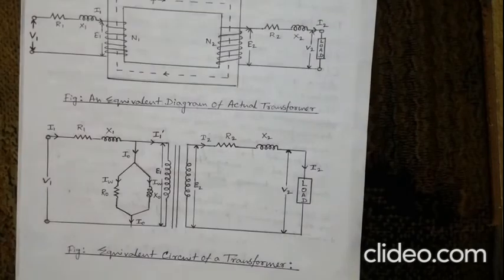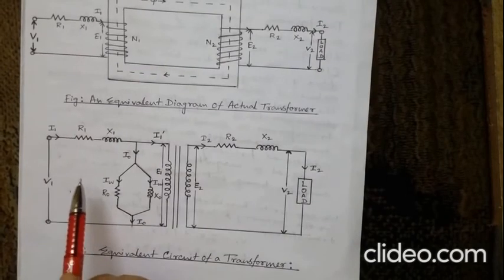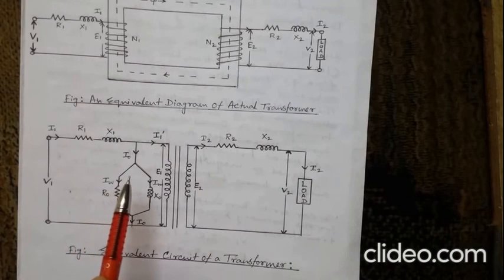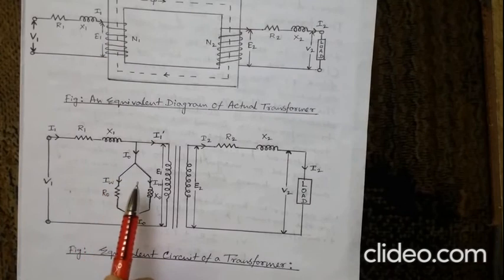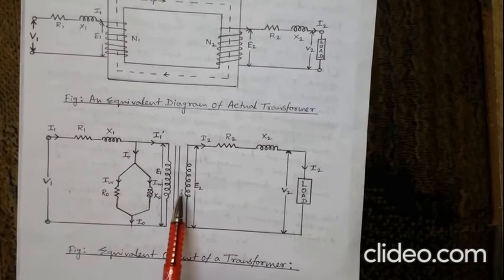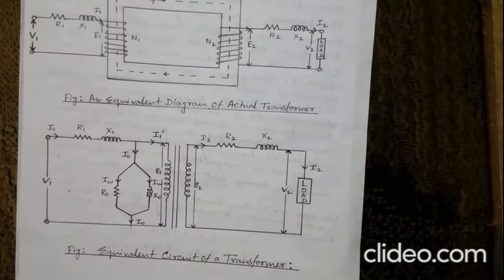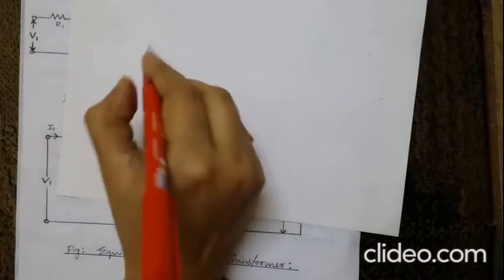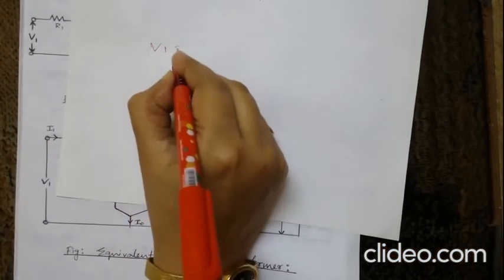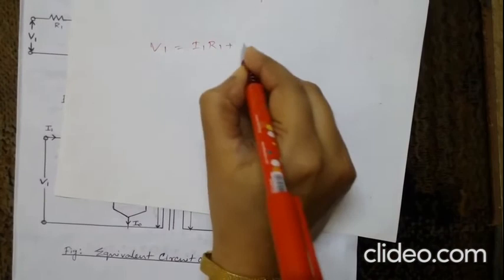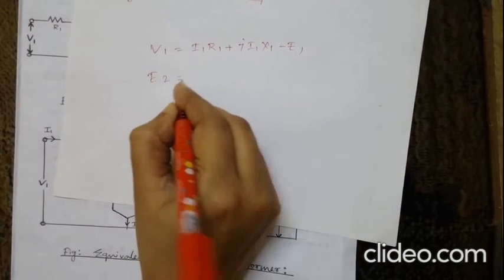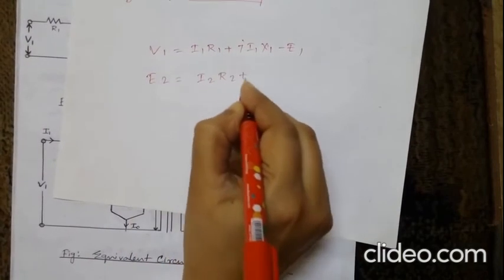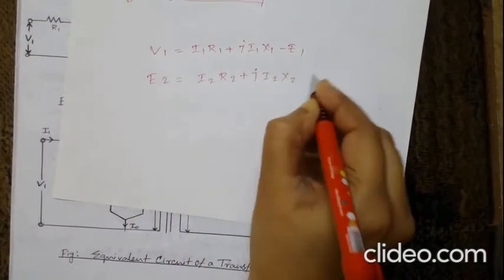Come to this figure. We can write the KVL equation for the primary and the secondary side of the transformer. So V1 equal to I1 R1 plus j I1 X1 minus E1, and E2 equal to I2 R2 plus j I2 X2 plus V2.